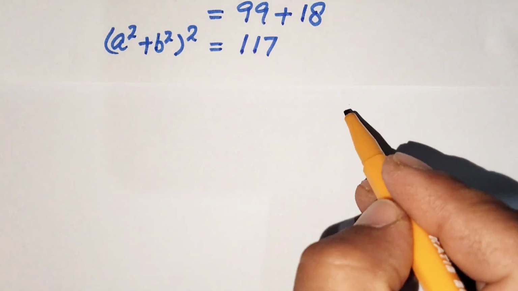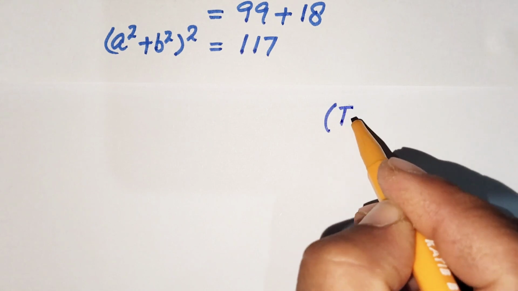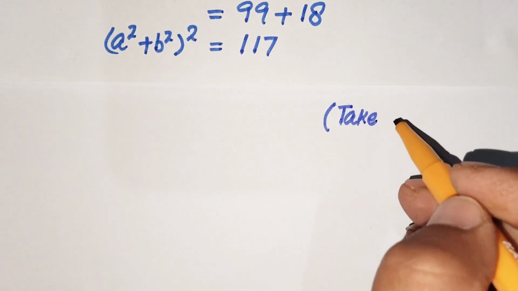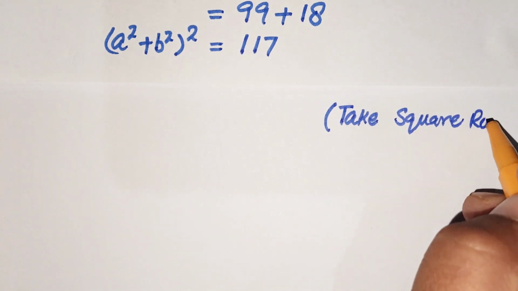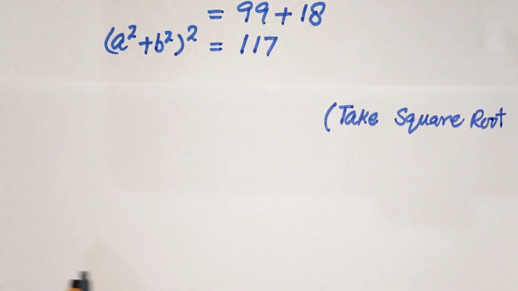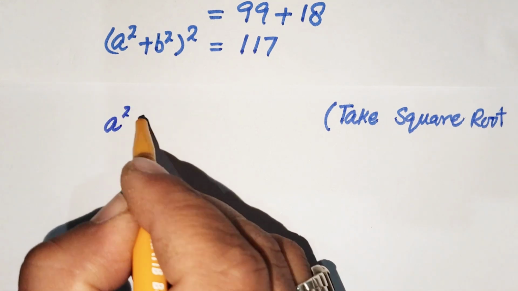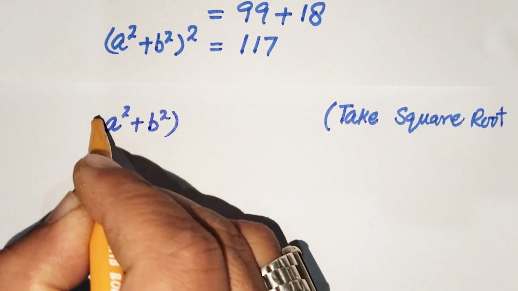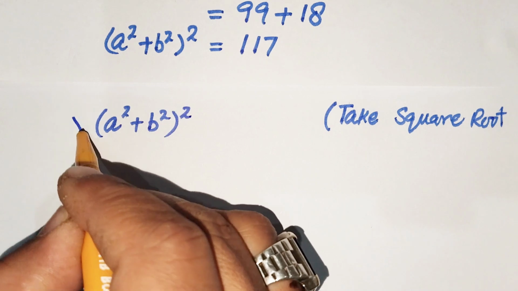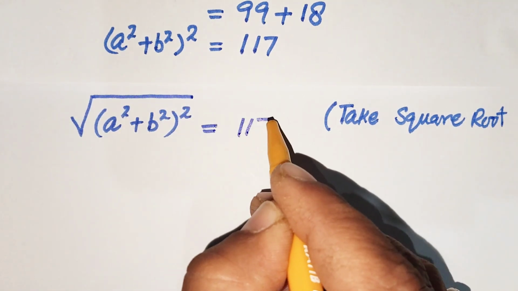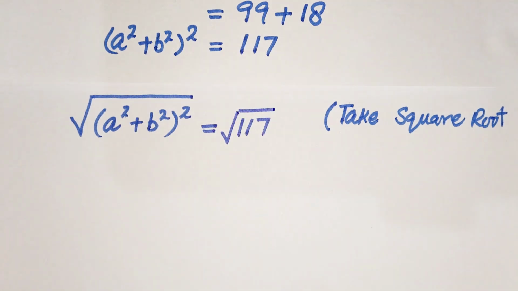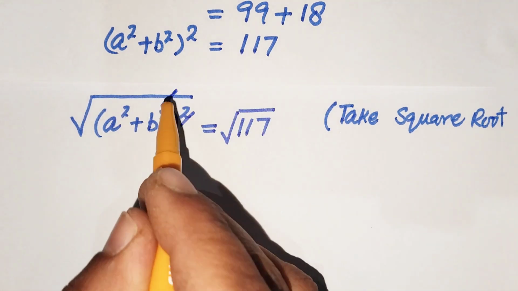Here, taking the square root on both hand sides, we get the square root of a squared plus b squared whole squared is equal to the square root of 117. Now the square can be cancelled out with the square root.